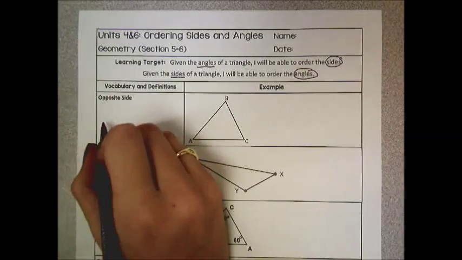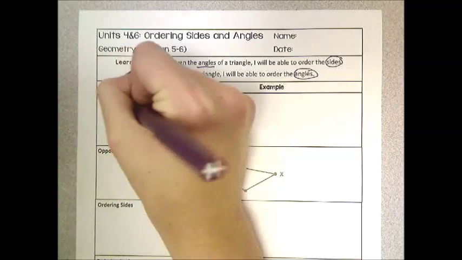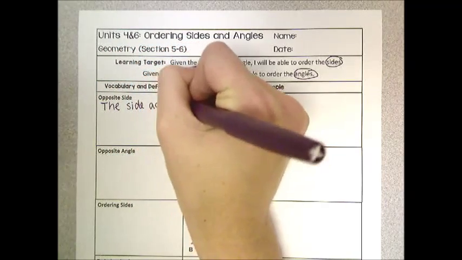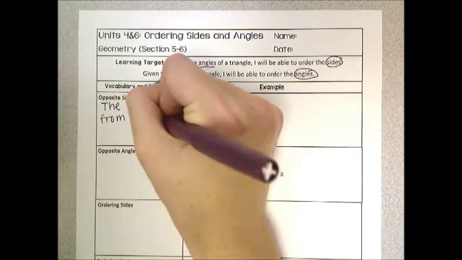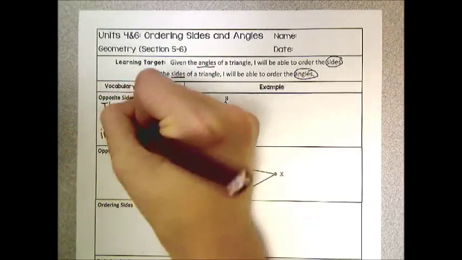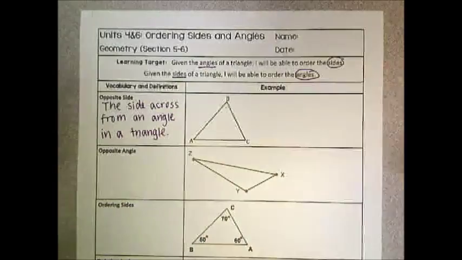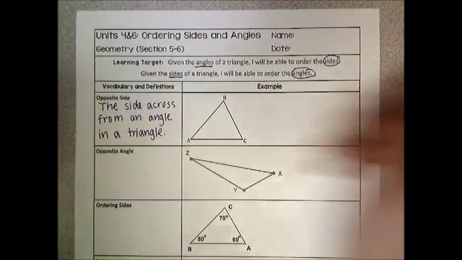So let's talk about what the opposite side is. The opposite side is the side across from an angle in a triangle. This might sound kind of obvious to you, but it does get a little tricky, especially when the pictures get complicated. So here's a good way to notice which sides are opposite.